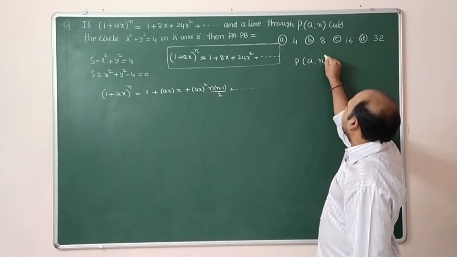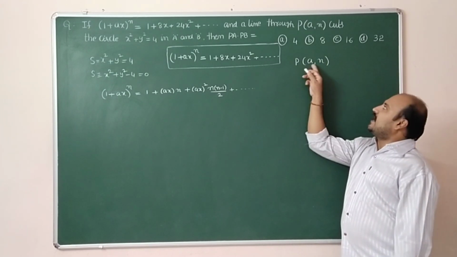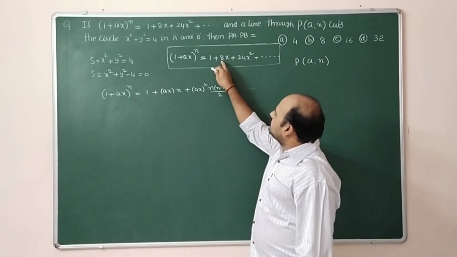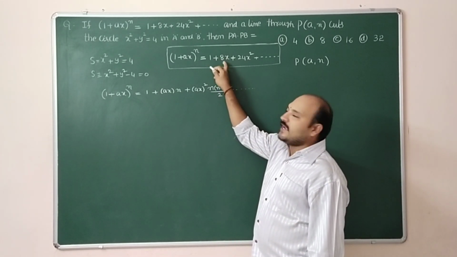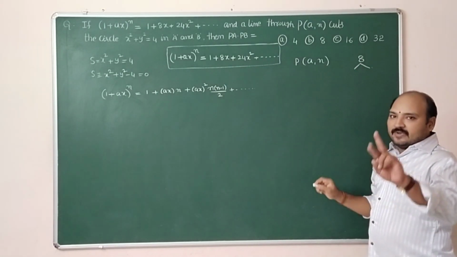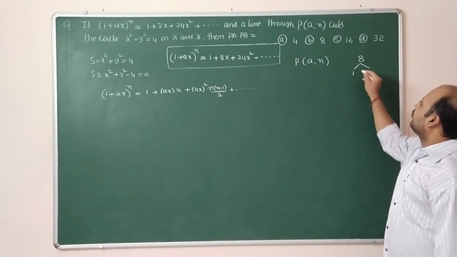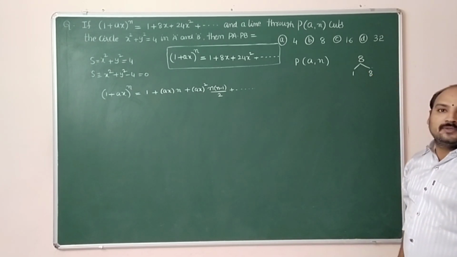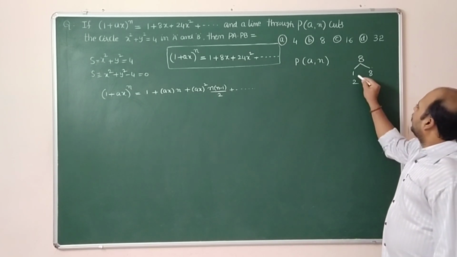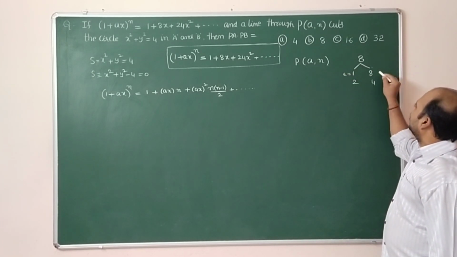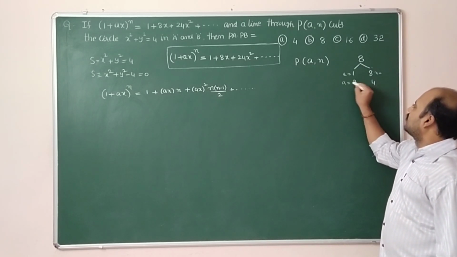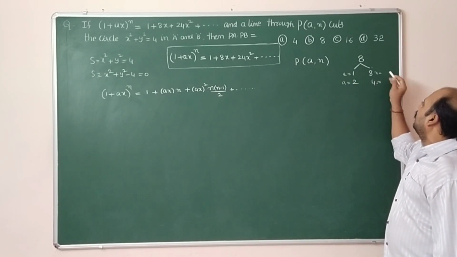Both are unknown values. Sir, how to get these a comma n values? In what way will you take it? Here, if you observe, there is 1 plus 8x in the second term. 8 can be taken in two possibilities. One is 1 comma 8, another one is 2 comma 4. Here I am taking a equal to 1 and n equal to 8. In another case, a is equal to 2, n is equal to 4.